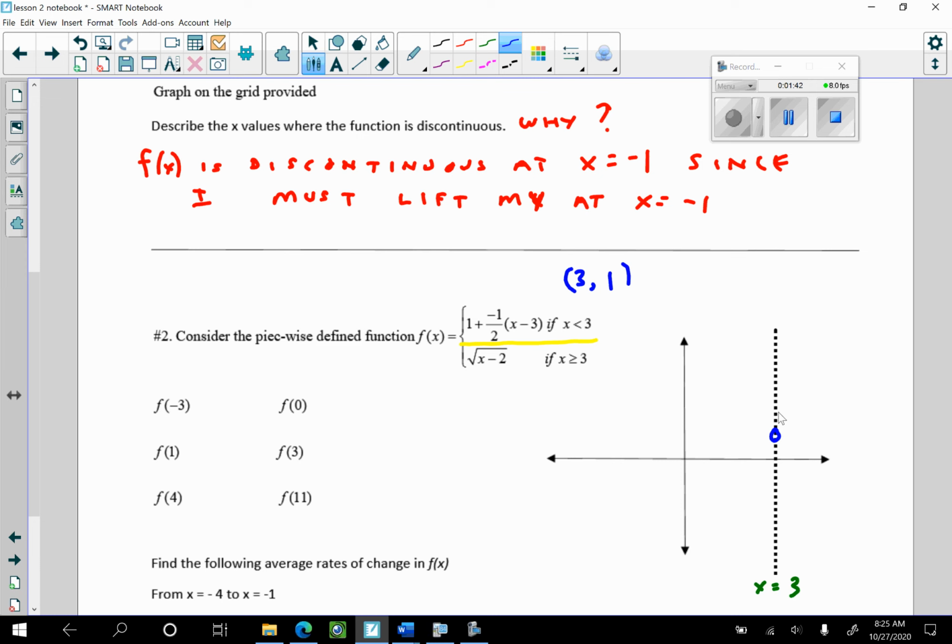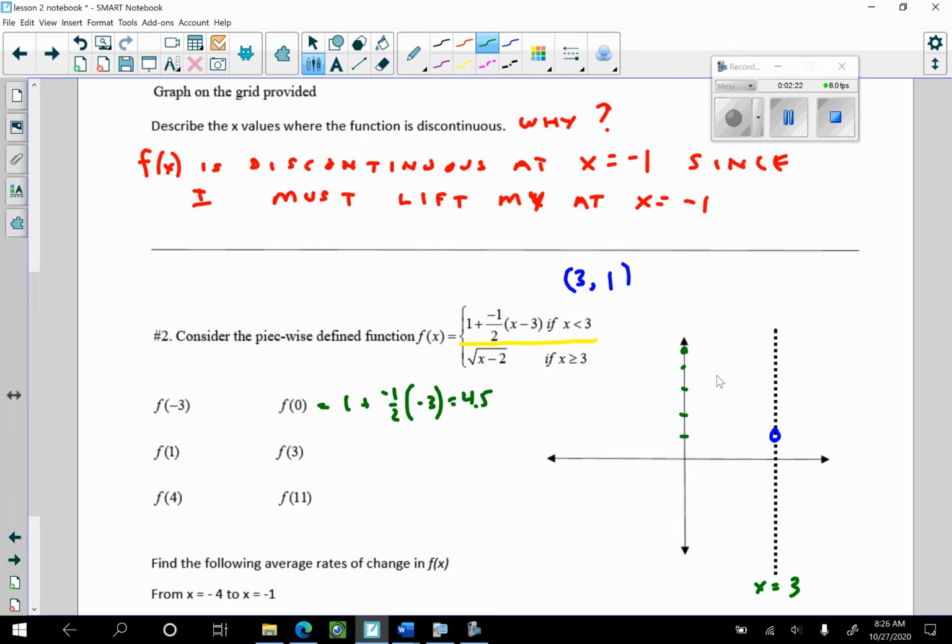Here's what I know I'm going to do. I'm going to actually find f of 0 because 0 is less than 3. So let's find f of 0. F of 0 is going to be 1 plus negative 1/2 times negative 3, which is going to be 3/2, plus 1 is 4/2. So this is going to be 4.5. This point right here is going to be 4.5, about right here.